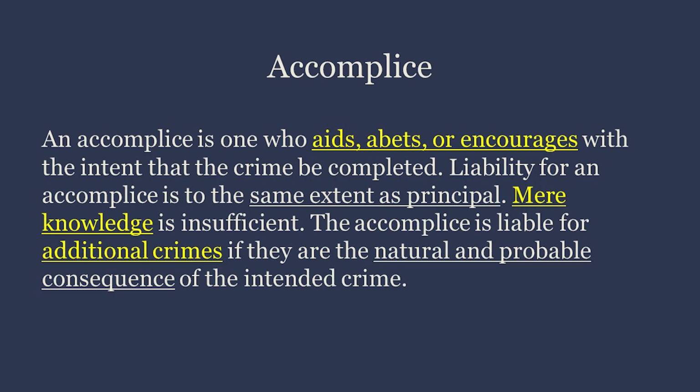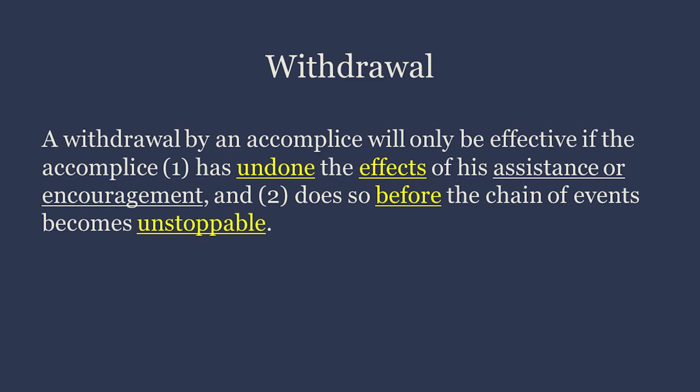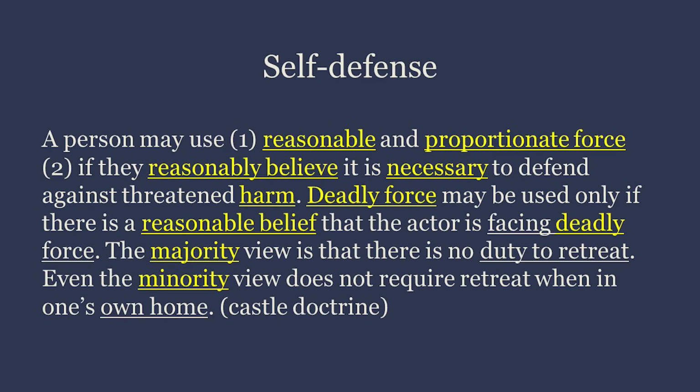Mere knowledge is insufficient. The accomplice is liable for additional crimes if they are the natural and probable consequence of the intended crime. Accessory after the fact. An accessory after the fact is an accomplice who gives assistance to avoid apprehension after the crime. The accessory is not liable for the crime. Modernly, the accessory is only liable for obstruction of justice. Withdrawal. A withdrawal by an accomplice will only be effective if the accomplice 1. Has undone the effects of his assistance or encouragement, and 2. Does so before the chain of events becomes unstoppable.